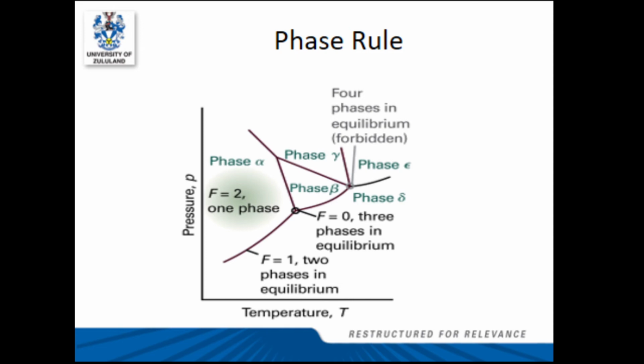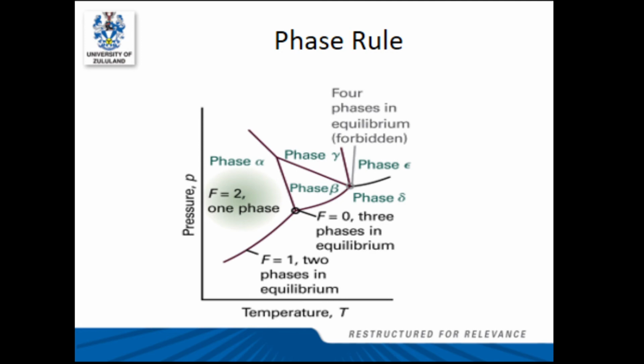From this particular graph, we can have a region where F is equal to 1, a region where F is equal to 2, and we can also have a point where F is equal to 0. When F is equal to 1, it means that the two phases are in equilibrium. When F is equal to 2, it means that we only have one phase. And when F is equal to 0, it means that 3 phases are in equilibrium.